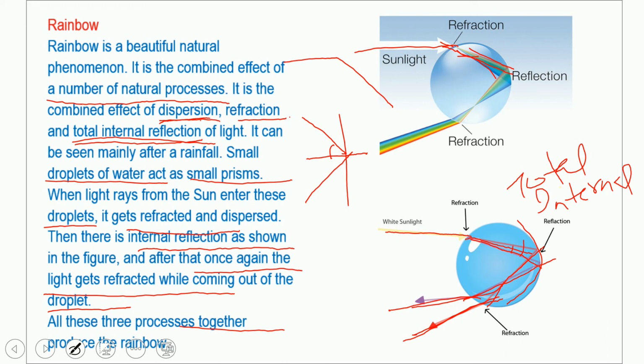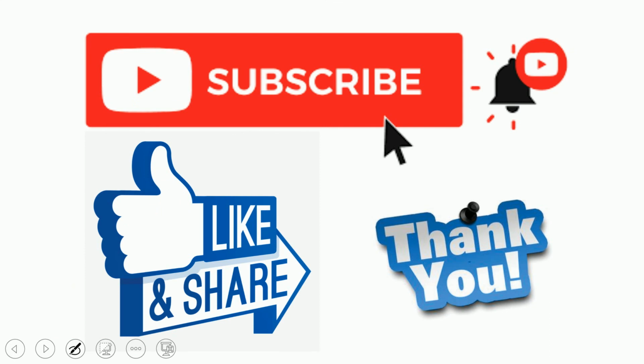Here the medium is the water droplet. The water droplet acts as a prism after the rain. Got it very well? So this is about dispersion. I hope you understand very well.